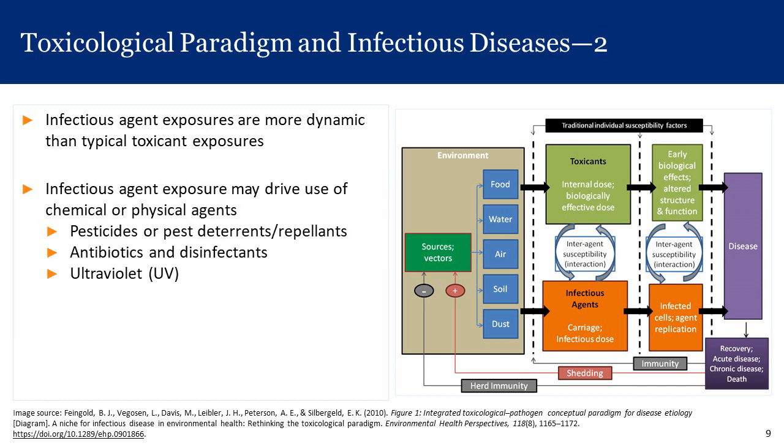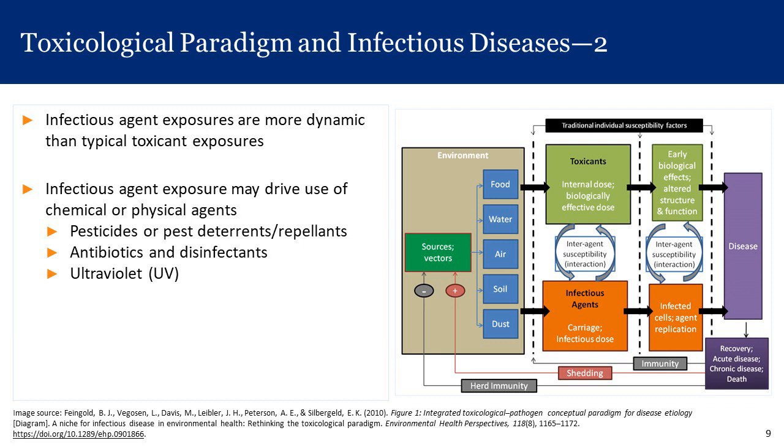The other thing to consider in terms of infectious agents, as it might relate to interaction with chemicals or physical exposures, is that infectious agent exposure can drive such use of these agents. So, for example, if you have an infectious agent, you might treat someone with antibiotics. You might use disinfectants in the environment. You might expose the environment to ultraviolet light. We'll talk more about that elsewhere. And with other things like animal exposures, you might be using pesticides or pest deterrents and repellents.